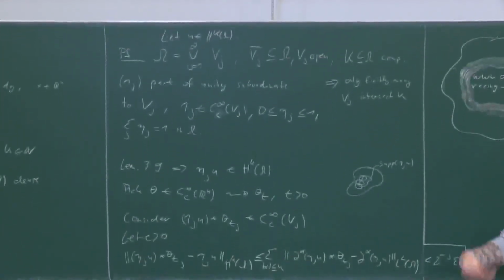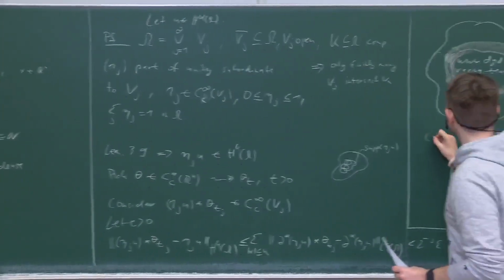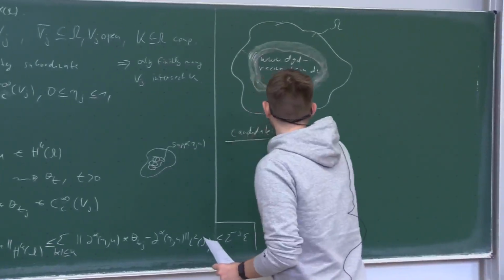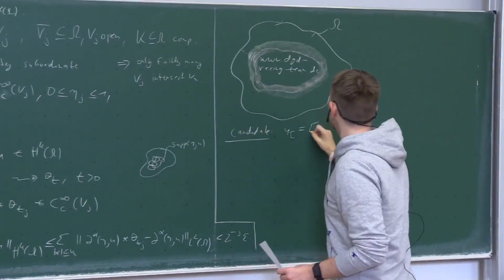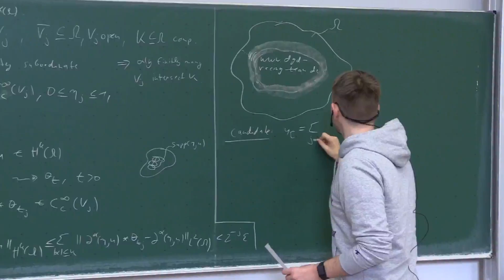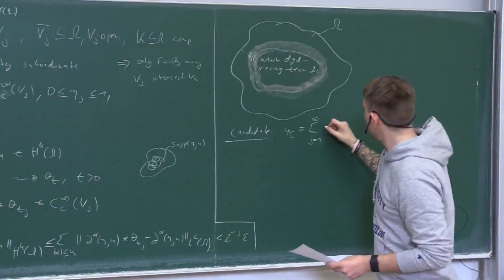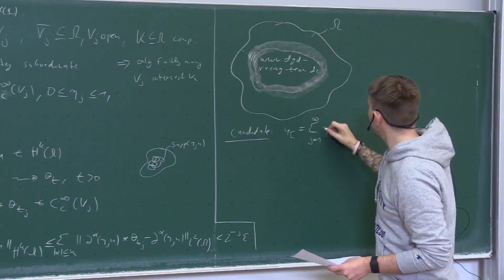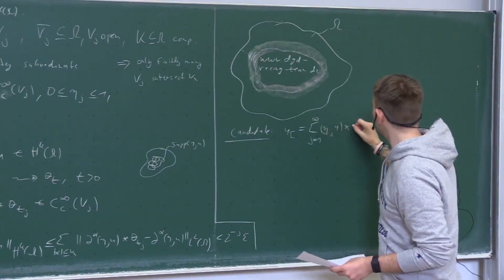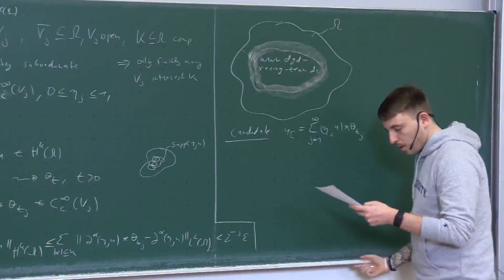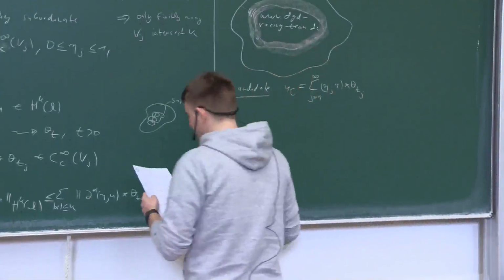And now the candidate for our approximate solution is, we take u_epsilon is just the sum over these j's, eta_j u mollified with theta_{T_j}. Okay, why does it work?